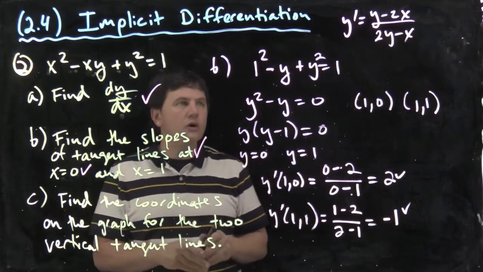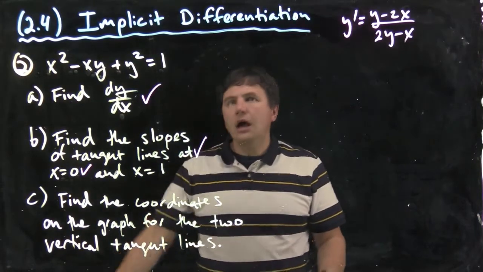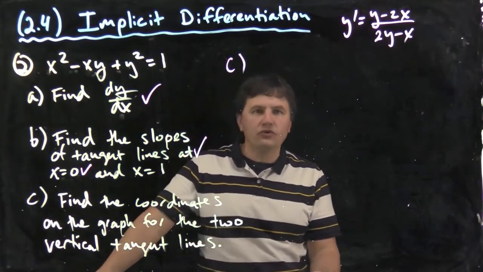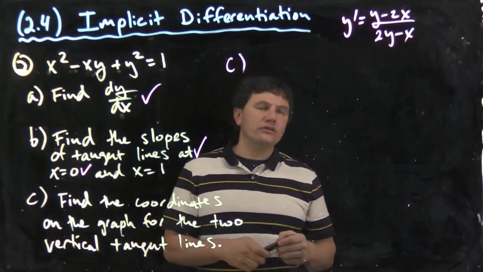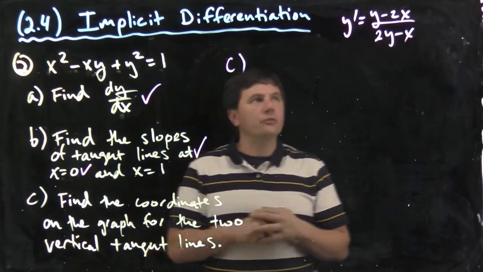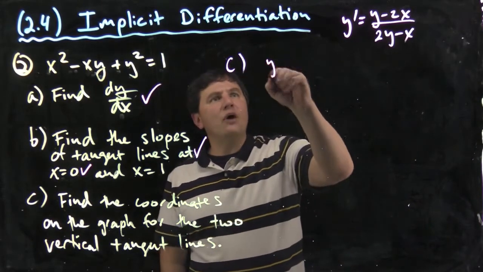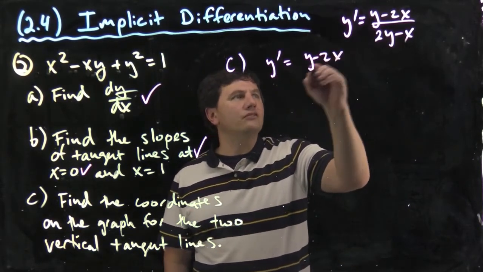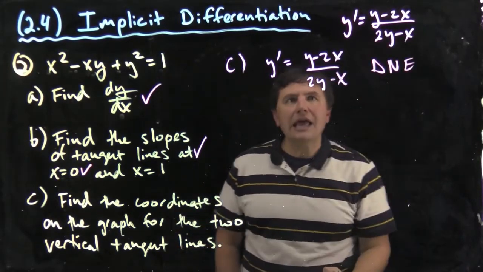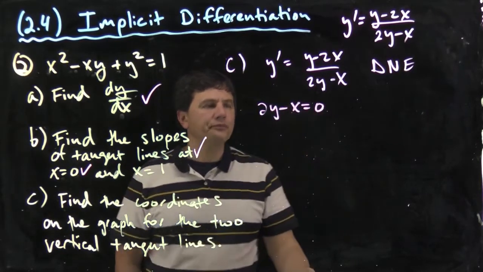Let's go on to the vertical tangents in part C. We want to find the coordinates on the graph for the two vertical tangents. Once again, the key here is that since we're talking about vertical, we know from our discussion about differentiability that our derivative doesn't exist. So if y prime, which is equal to y minus 2x over 2y minus x, does not exist, what that means is 2y minus x equals 0.